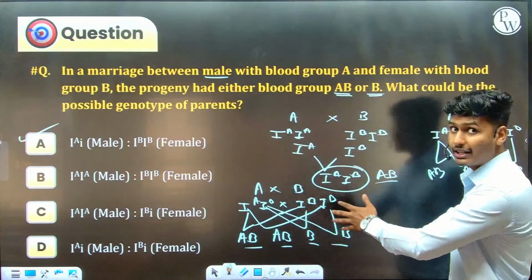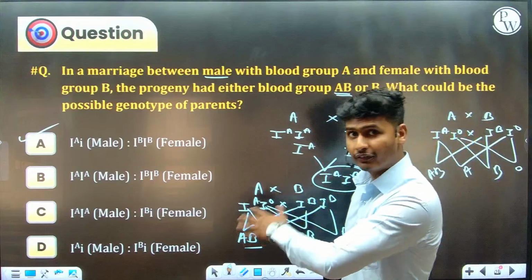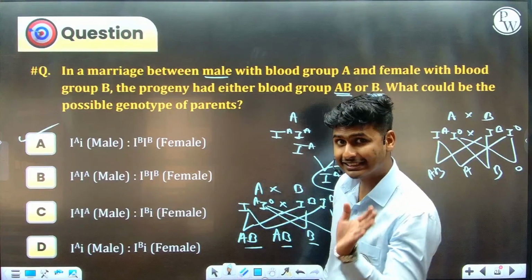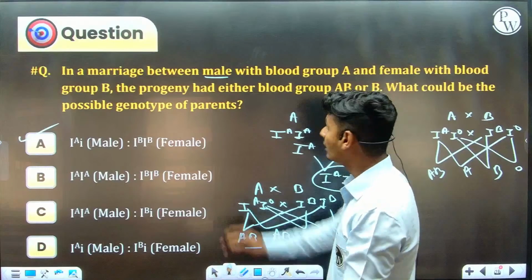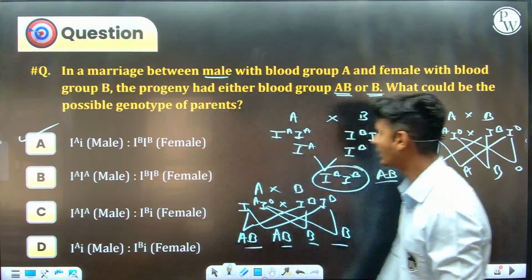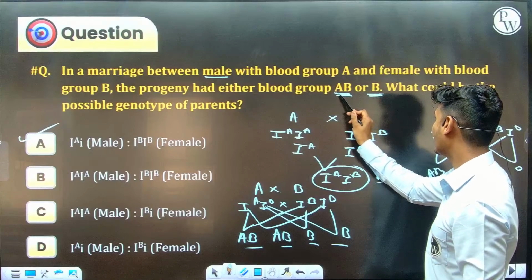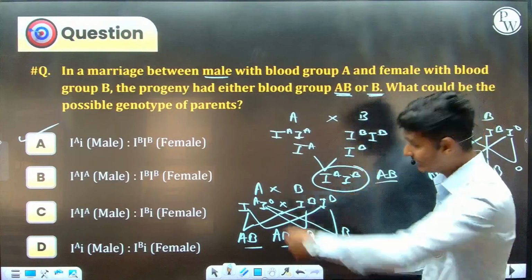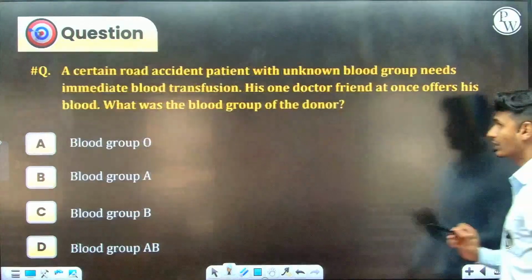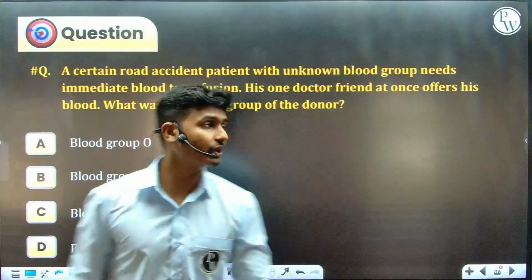I hope you understood this MCQ. If you don't, just go one minute back, observe the question, and try to solve it. Any possibility, we need only AB and B. So for this we have to do this process. Next question, very important question.